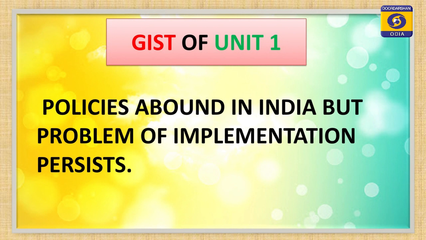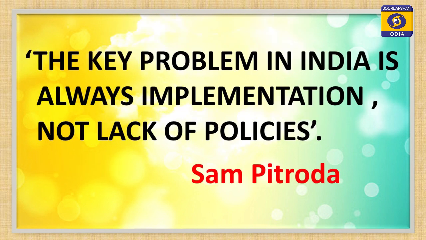In unit 1 of the text, you see policies abound in India, but a problem of implementation persists. Policies are made, we have a lot of ideas, our ideas are great, policies are great, but it is very difficult to implement them. They have to be implemented. This is what the writer tells you. Sam Pitroda says, the key problem in India is always implementation, not lack of policies.